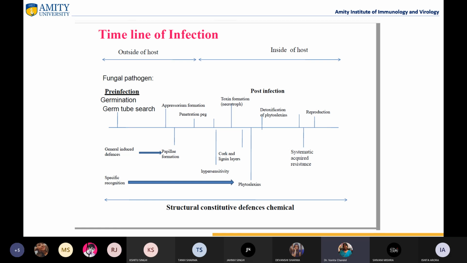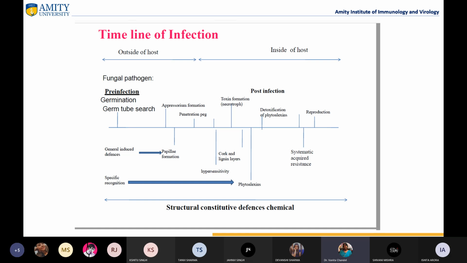And sometimes the plants also form certain defenses, or there are certain structures in the plants which help to avoid the entry of the pathogens. It could be the corky layer, or the cuticle or waxy layer outside the plant leaves, which to some extent inhibit or block the way of the pathogen. So all those things can happen. Cork and lignin layers also form, right?